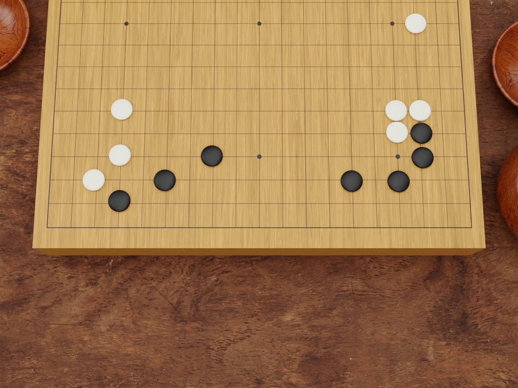If white tries to invade, black can respond with a diagonal attachment here. If white then plays a nice move toward the center, black can calmly push from behind toward the center. This would leave white's 2 stones in an awkward position, forcing white to spend an extra move to reinforce them.